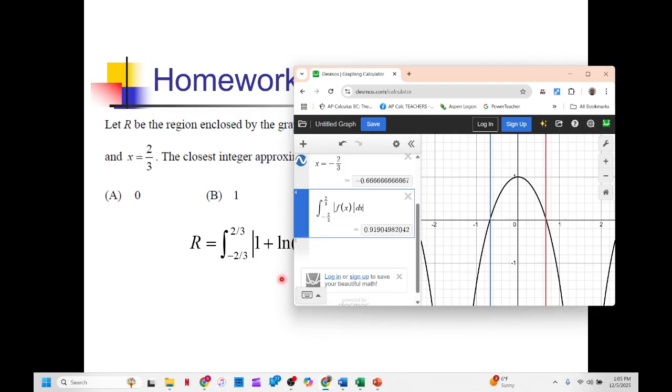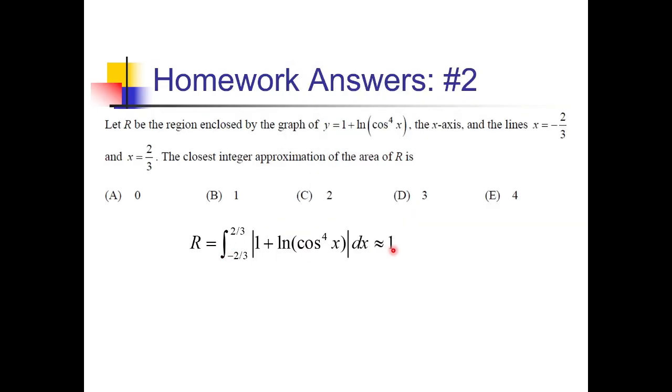They wanted the nearest integer, so that's approximately 1, which gives us choice B.